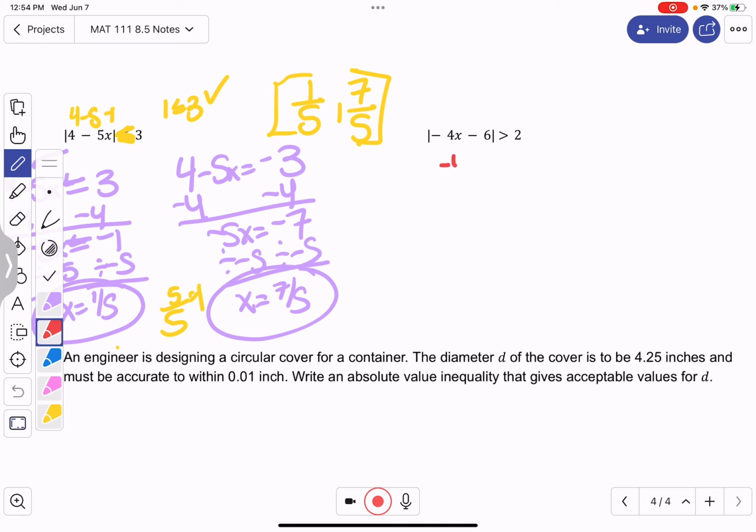All right, let's do this one. Negative 4x minus 6 equals 2. Negative 4x minus 6 equals negative 2. I'm going to add 6.